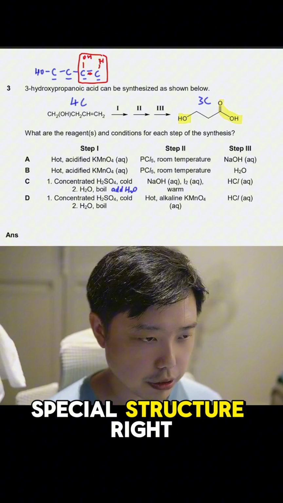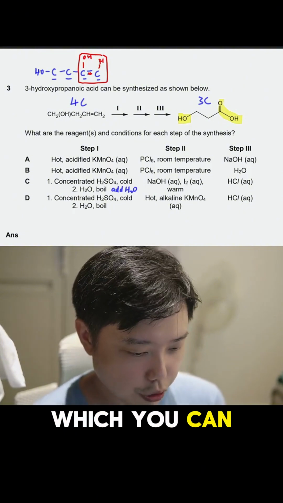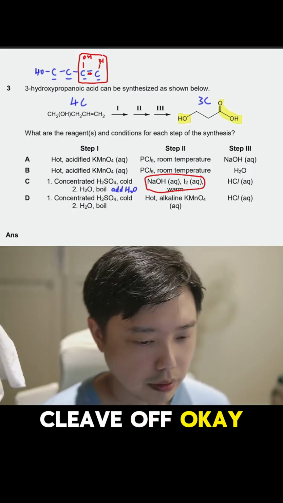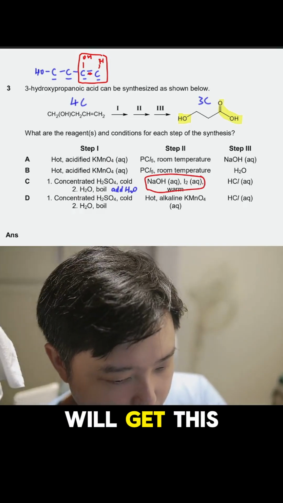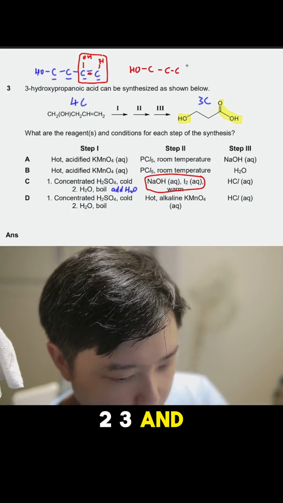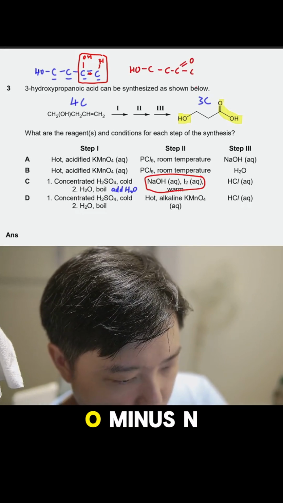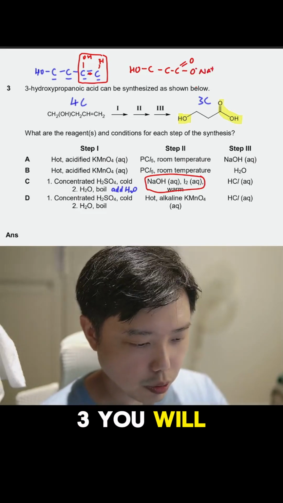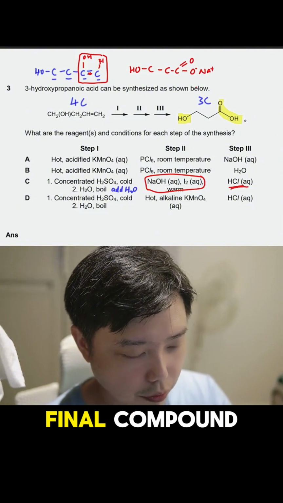You have a special structure right there on the right side, which you can then use your iodoform test to cleave off. Once it cleaves off, you will get this compound 1, 2, 3, with a double bond O minus, Na plus. Which then, in step 3, you will just acidify to get your final compound.